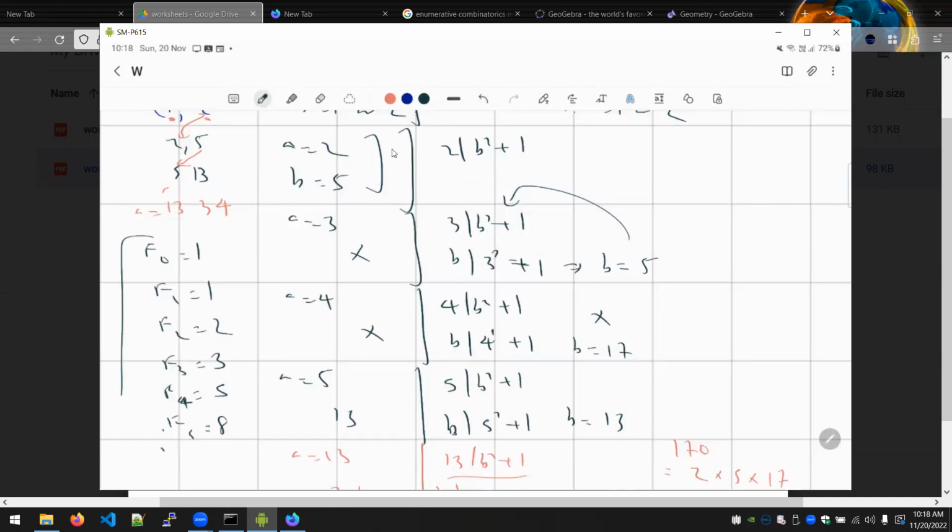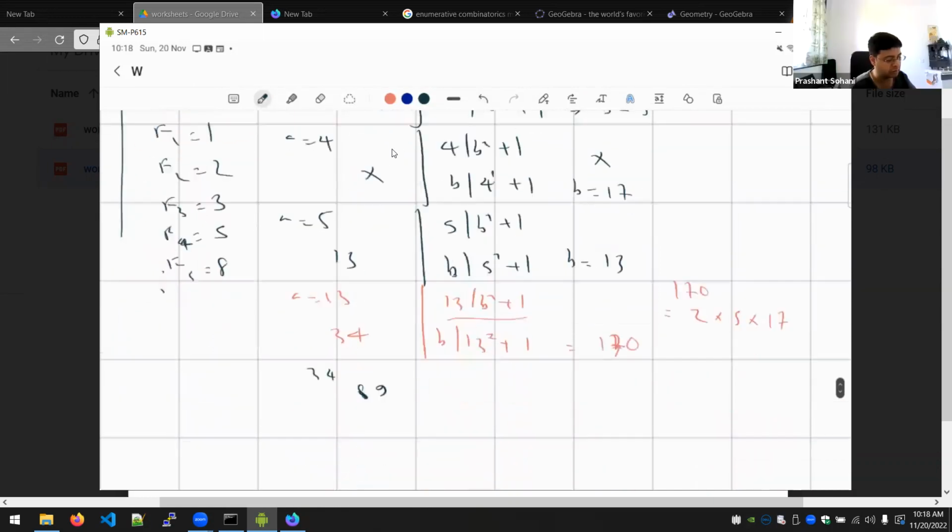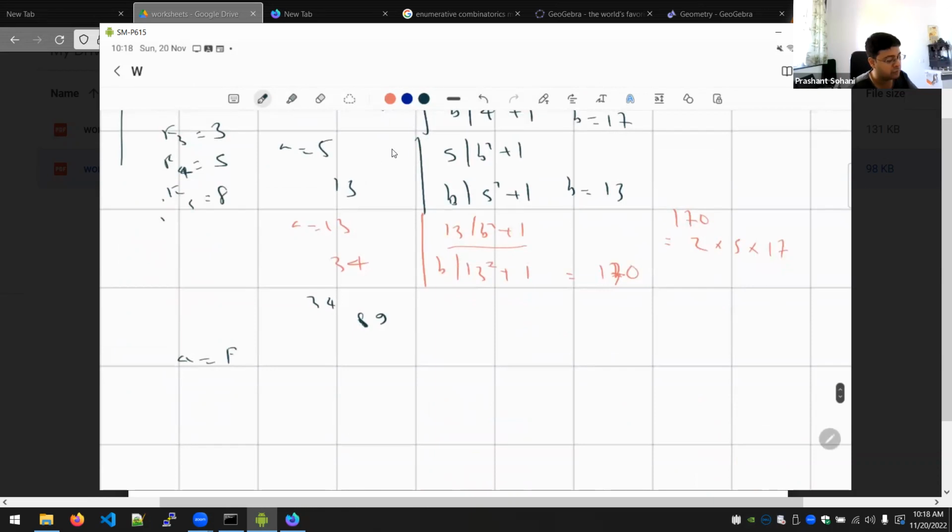F2n and F2n plus 2. Right. Okay. So, this is our claim that A is equal to F2n, B is equal to F2n plus 2, and C is equal to 1. This should form an infinite family of solutions. So, again, I'll give you some time to see if you can prove this claim.